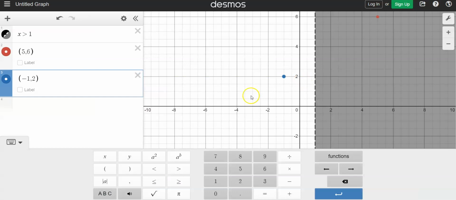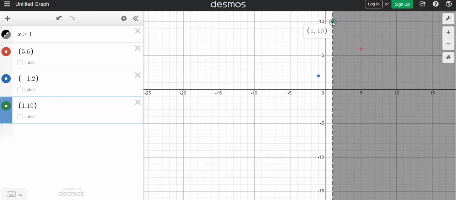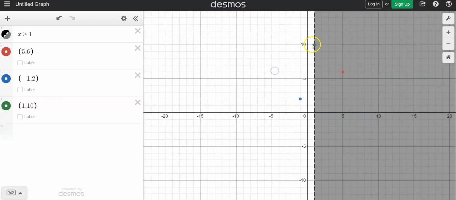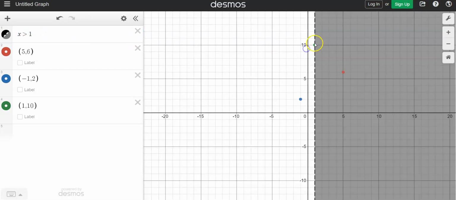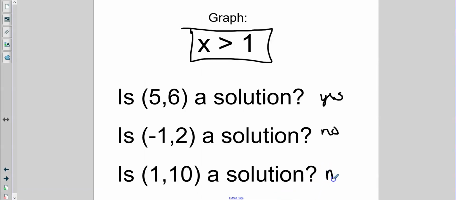And what about 1, 10? So 1, 10. And we'll have to zoom out a little bit because I can't see it. There it is. 1, 10 is the green dot that we see up here. It's on the line. Is it included in this solution? It's not, because it's on the dotted line. It's including everything that is above x equals 1, and that is not above. It is on the line. And so a dashed line, again, answers will not be included. All right, so that one would be a no.